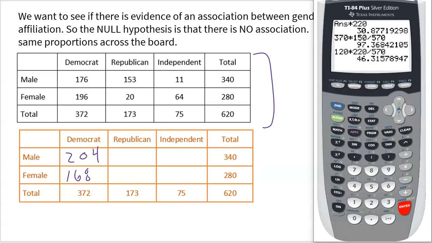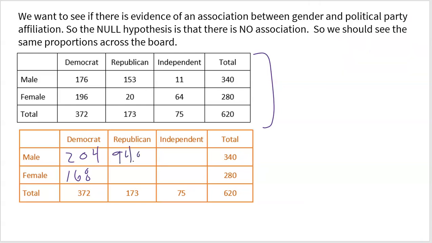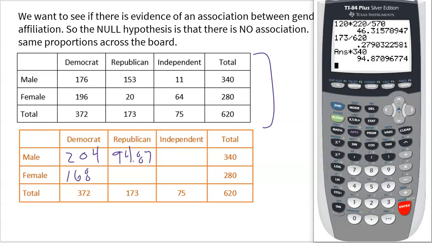So let's actually do the math with this, right? We take the 173, divide by the 620, and again, there's that just below 28%, and I'm going to times that by the 340 males. Because again, think about what I'm saying. If 28% of people are Republican, and there's no association, 28% of males should be Republican. So again, 94.87. And you say, well, wait a minute, can I have decimals? Yeah, decimals are totally okay here because these are means in the long run. These are expected values. Expected values are allowed to be decimals.